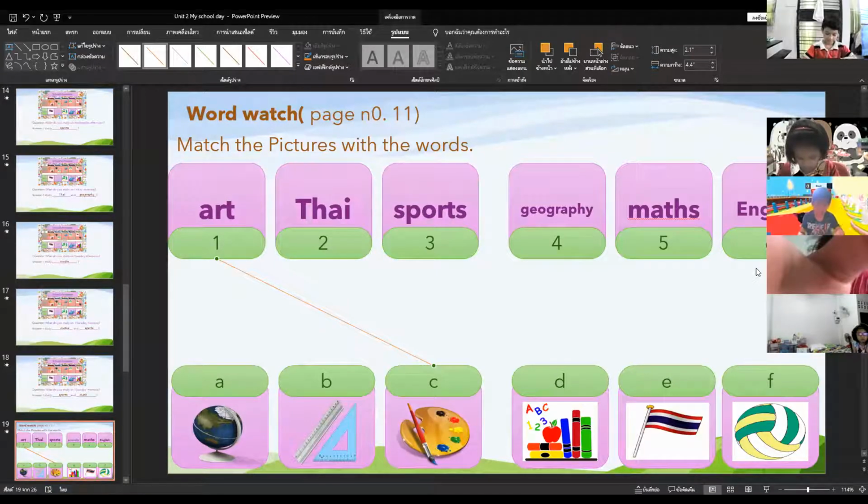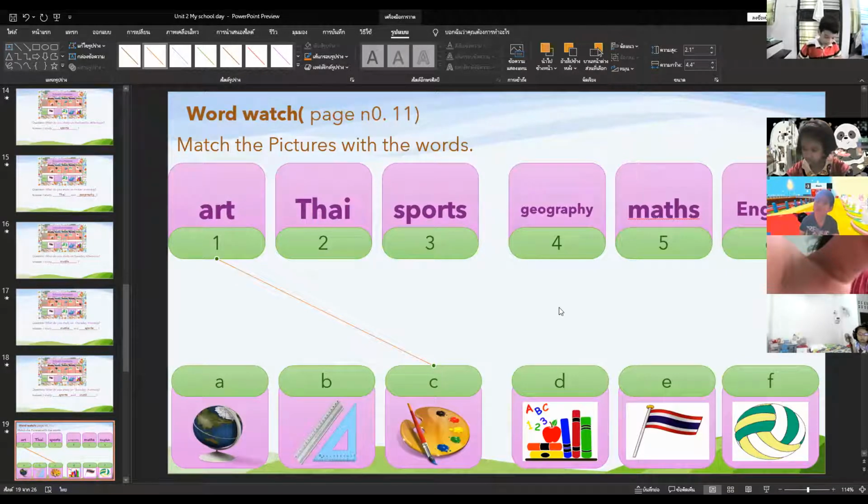Jill, are you finished? Not yet. Okay. Very good. Okay, we have the word art. How about number 2, 3, 4, 5, and 6?